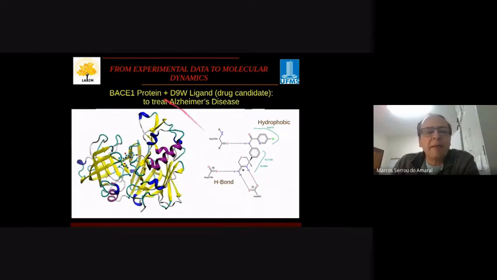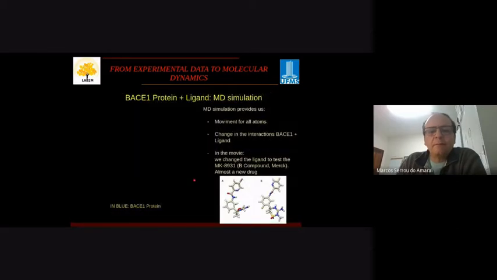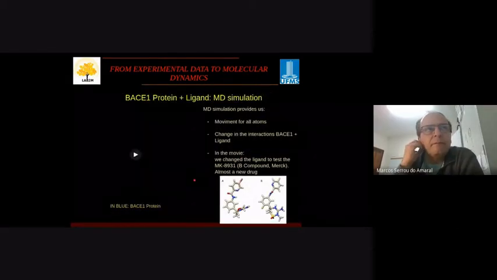By the way, BACE1 is one of the target proteins to develop new drugs for Alzheimer's. It doesn't mean that D9W is a candidate. It was tried to be, but it's not good enough to be a new drug for Alzheimer's disease.